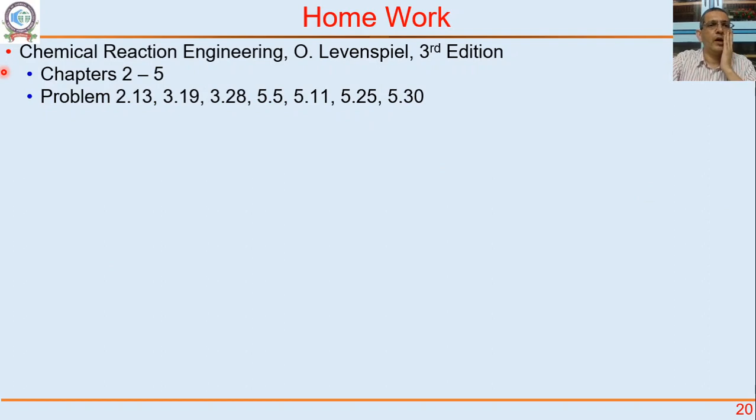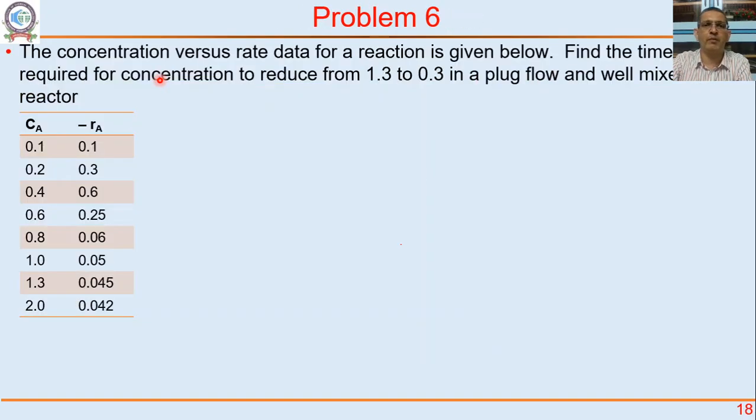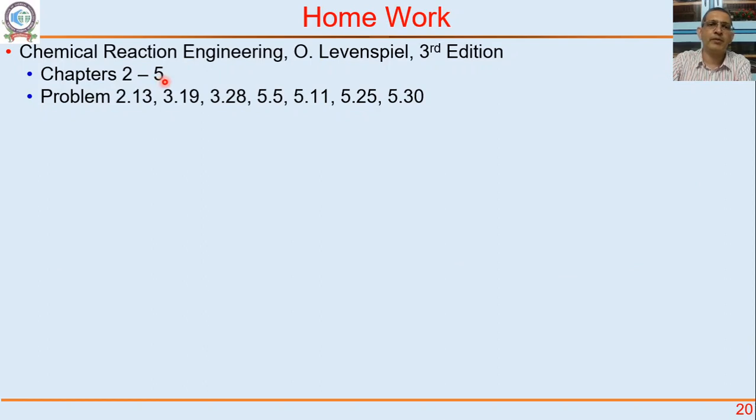Homework for you. Levenspiel's book, everybody must be aware of, 3rd edition. If you see chapters 2 to 5, that's what these 5, 6 problems that are there, they are based on these chapters 2 to 5. If you want to solve more problems, you can solve 2.13. Sorry, not if you want to. So you have to solve these additional problems as well. 2.13, 3.19, 3.28, 5.5, 5.11, 5.25, 5.30. I have just prescribed 7 problems. Okay. More number of problems that you do, better it is for you. You will be better prepared for the next class.